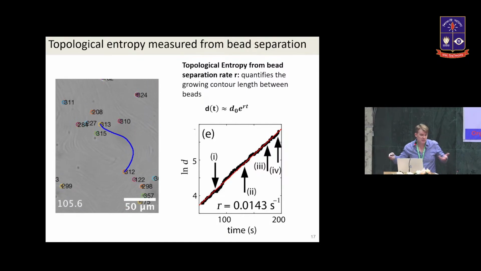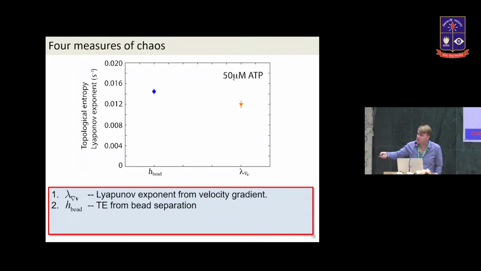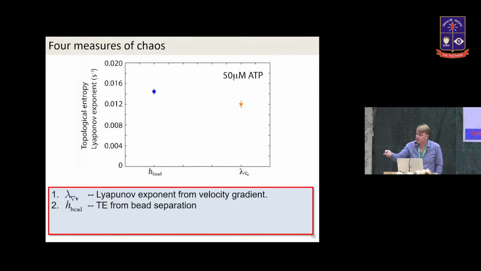She did it all by hand, actually. And you plot the length as a function of time. You'll see it grows exponentially. In a semi-log plot, that's a straight line. The slope of this gives us the topological entropy. Okay, so we can put that up here on the board, and we see that the topological entropy, which also has units of inverse time, can be compared to the Lyapunov exponent, and they're very close to one another.